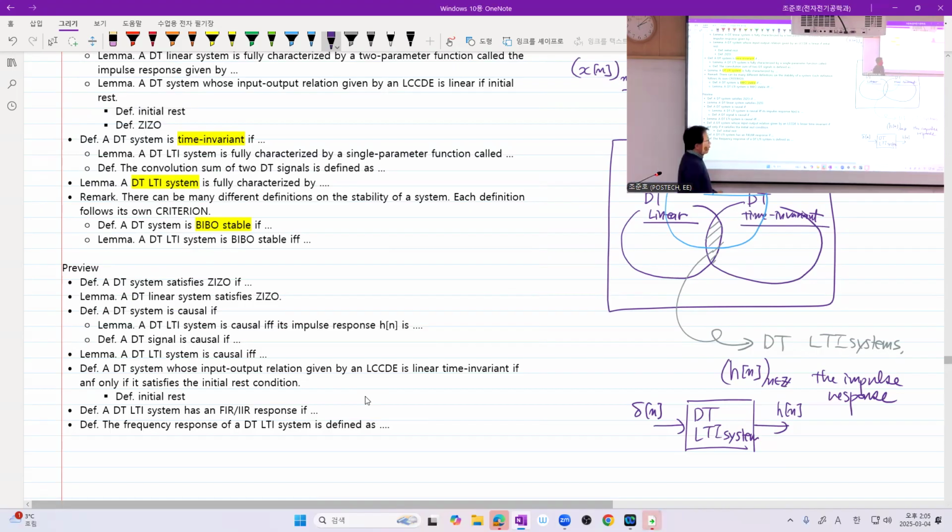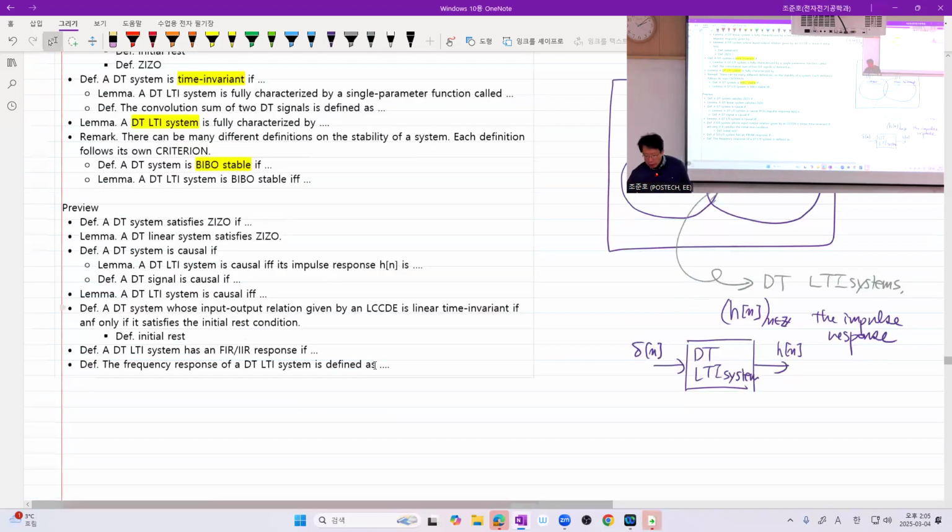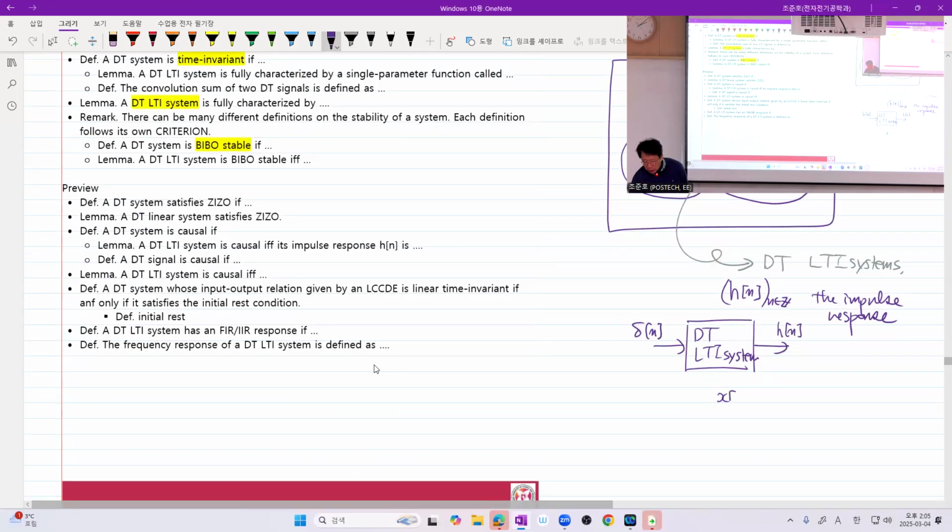So, very interestingly, if it is known that this system is DT LTI, you just need to apply delta of n and record h of n, the response. So the response of the system to the impulse input is the impulse response. You now can compute any arbitrary input signal's response by simply convolving the input signal with the impulse response. By the way, this denotes the convolution sum.